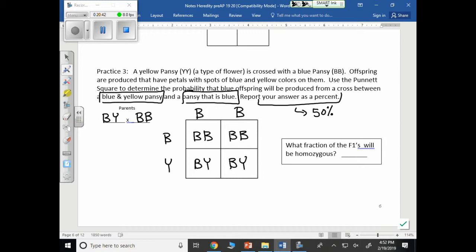Here's another problem I could ask. It says, what fraction of the F1s will be homozygous? Okay. The F1s are the offspring that you're going to get here, and in this case, it's going to be the ones that are in the box. So what fraction of the F1s will be homozygous? Well, we've got homozygous, homozygous. This would be hetero and hetero. So we'd say 2 out of 4 would be considered homozygous, or half of the offspring would be homozygous.